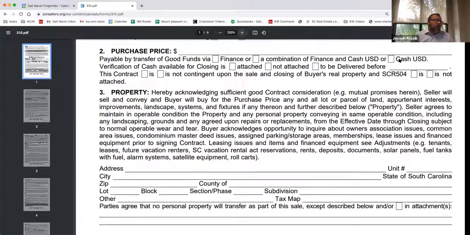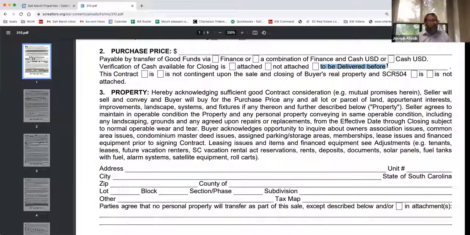If you are going with a cash deal, make sure that at this point, verification of cash for closing is either attached or not attached, or to be delivered before a certain date. If you're a buyer's agent, this isn't as important to you because honestly, less is more. You could go with that mentality. The less you have to provide from the buyer side, the better.